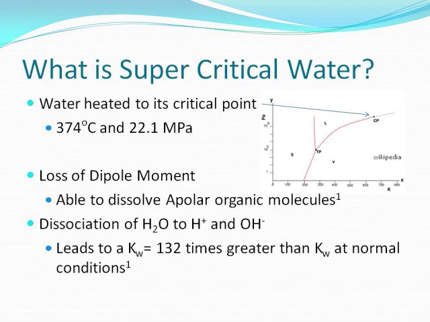Water molecules also dissociate into hydrogen and hydroxide ions, producing a water equilibrium constant 132 times greater than that of normal water. This high concentration of hydrogen and hydroxide ions can hydrolyze many compounds without the addition of an acid or base, and most importantly, can induce the hydrolysis of cellulose.